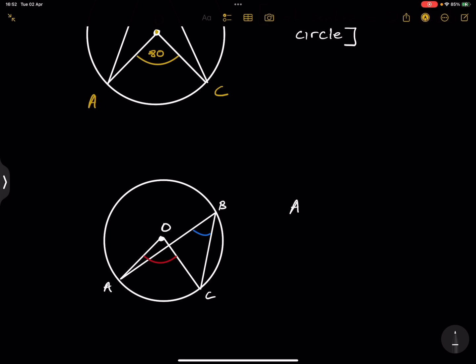So now we know that if we said this is B and C, then again AOC is equal to 2 times angle ABC. Let me write that nicely. So 2 times angle ABC.